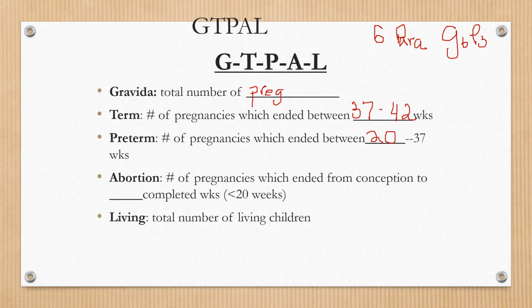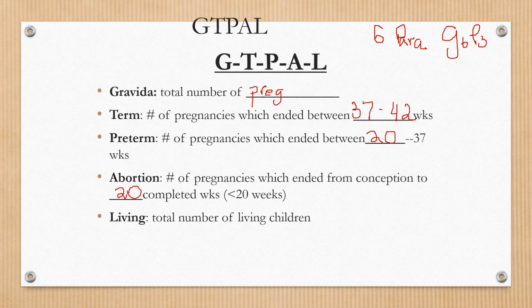Preterm is the number between 20 weeks and 37 weeks. Okay, so we'll now use this P here. It doesn't mean para like up here it did. It has a whole new meaning, and it's talking about preterm and going from 20 to 37 weeks. Abortions, the number of pregnancies that ended from conception to less than 20 weeks, to completed weeks. So it's the number from conception to, at the max, 20 completed weeks, so less than 20. We'll call them that.